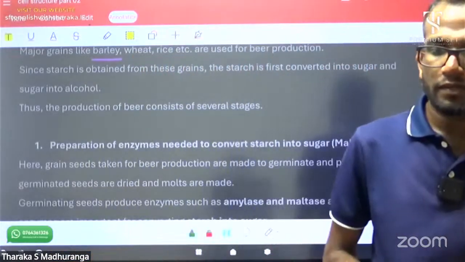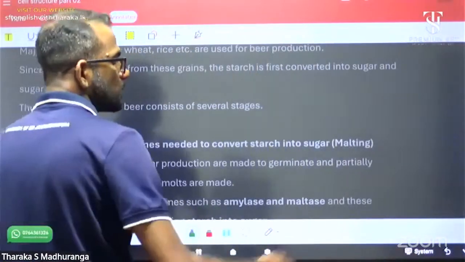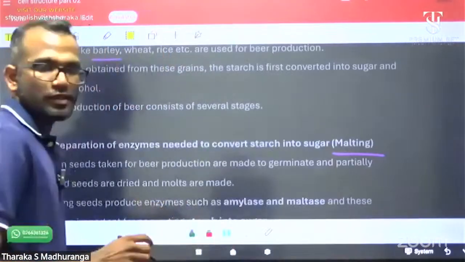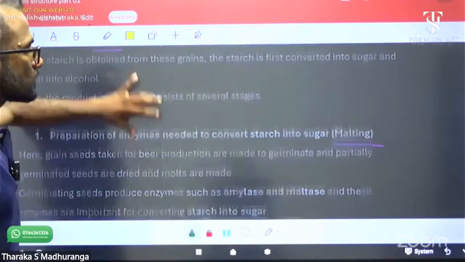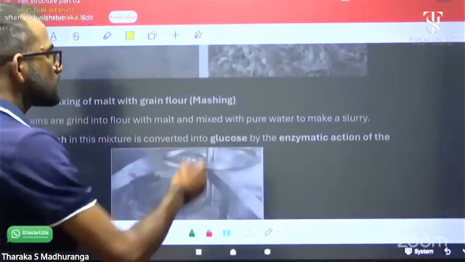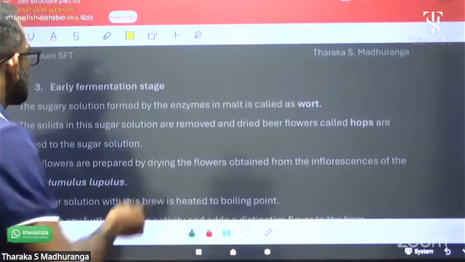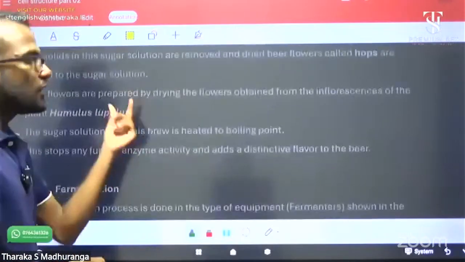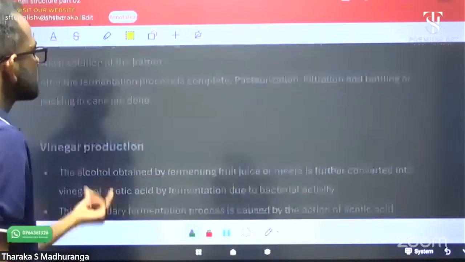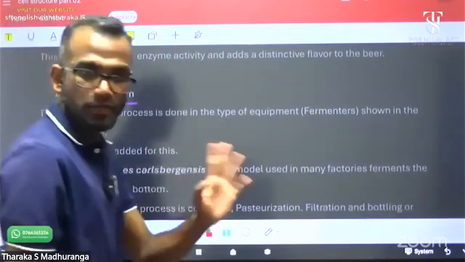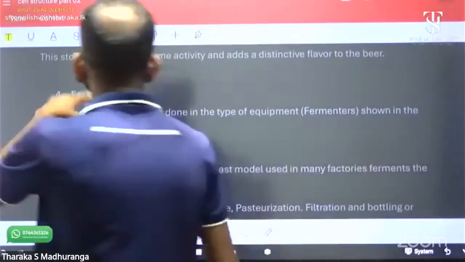The first step, malting, is very important. The first one, malting. The second one, mashing. Malting and mashing are very simple processes. Next, fermentation, and after fermentation, there is no aging period for beer. Immediately we can fill it into cans and send it to market.